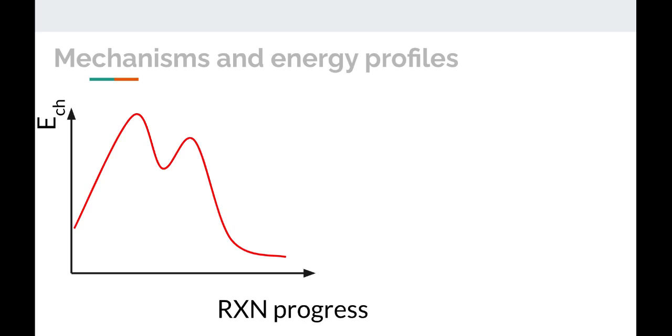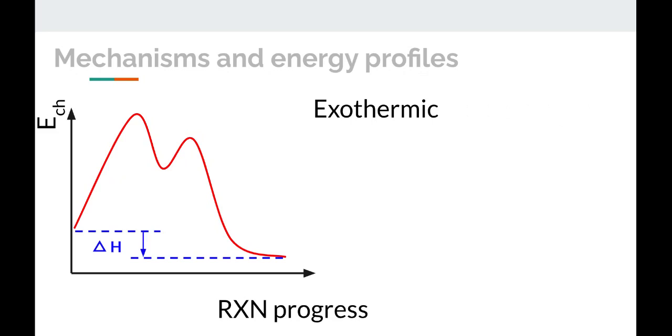So first of all, let's take a look at an energy profile where we're taking into account that there could be more than one step in a mechanism for the reaction. This is an example of a reaction that's exothermic. We know that because the products have less energy stored in them than the reactants did. And it happens in two steps. And we know that because there are two humps, there are two peaks in this energy profile.